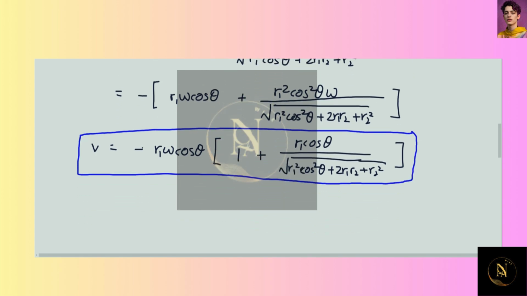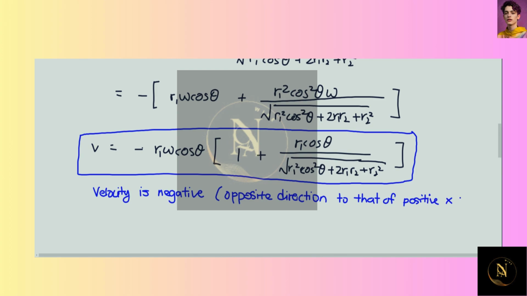We see that the velocity is negative, which means that it is in the opposite direction to that of positive x. Okay, so that's all for this question.